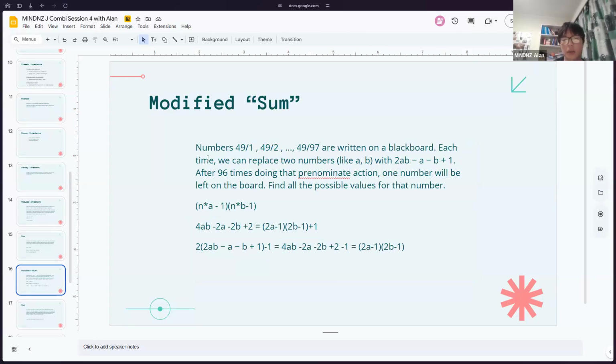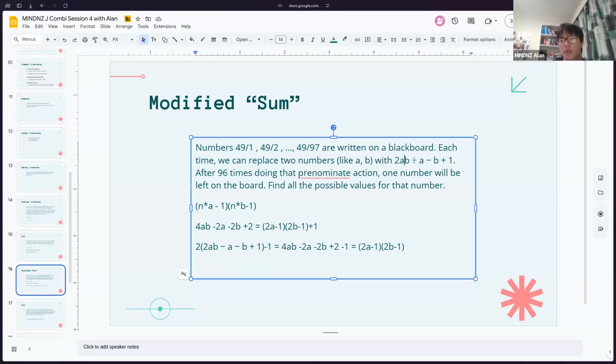This is a slightly harder modified sum. The motivation behind this problem is when we see A, B, A times B, we probably have to do something like (A minus 1) times (B minus 1). And then because 2 is annoying to deal with, if we have this scenario, we can just multiply the whole expression by 2, which gives us this number, and then it gives us this factorization. This is pretty hard to spot, so it's fine if you don't understand for now. You can look through the slides after.